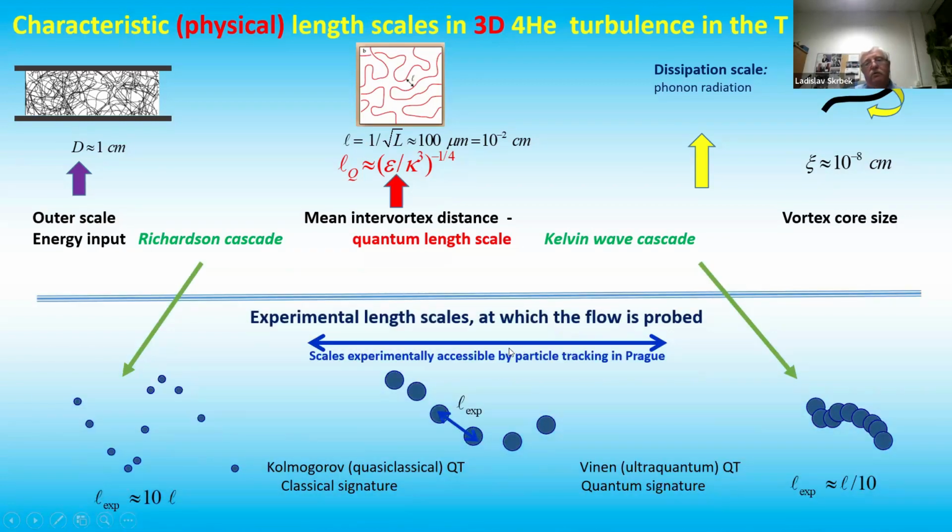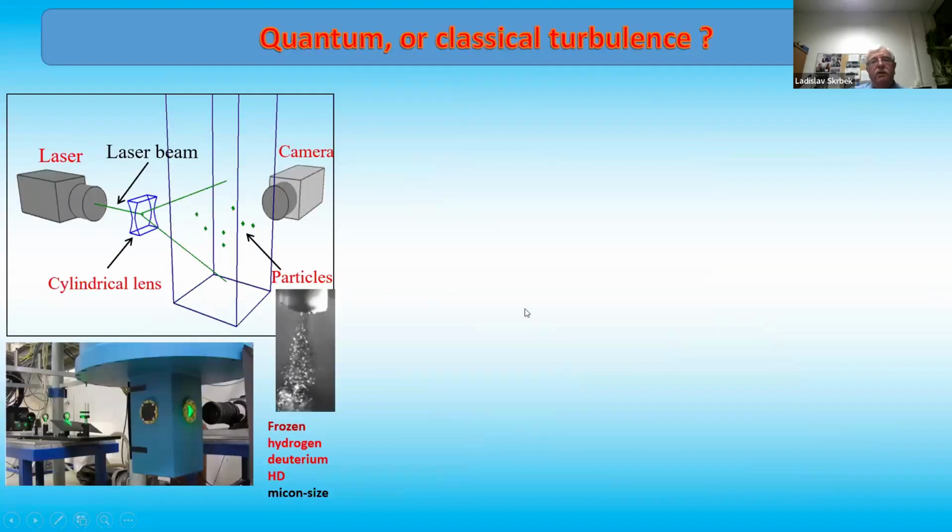So experimentally, we can access these scales. For example, if we try to visualize quantum turbulence, we can do that by particle tracking velocimetry, say using small flakes of frozen hydrogen or deuterium. And experimentally, we can cover some length scales which are of the order of tens of quantum length scales. And on the other side, we can go to smaller length scales, which are an order of magnitude smaller than the quantum length scale. And if we do so, then we get different answers. So this is experimentally how we can do it.